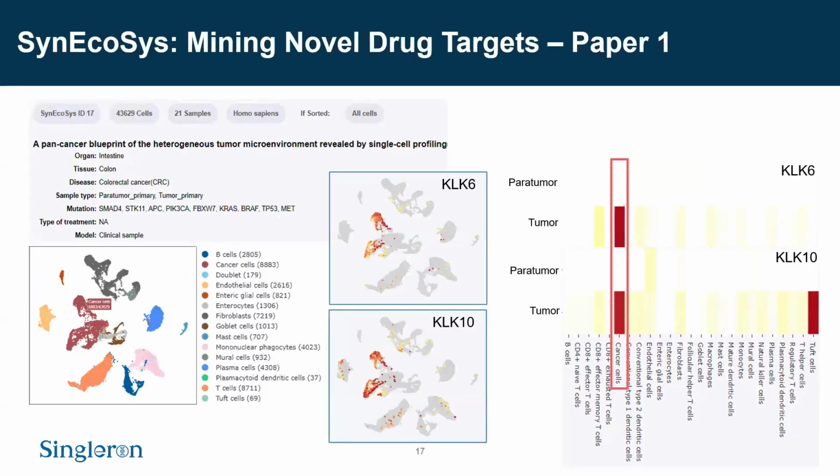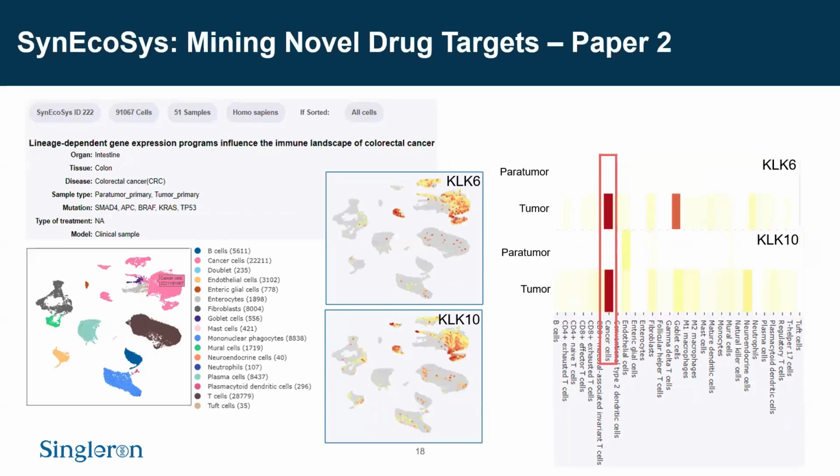This is the SynEcoSys analysis results of dataset number 1. It confirms tumor-specific expression of KLKL6 and KLKL10. Quite obvious. Same for dataset number 2. So it seems KLKL gene family might be an interesting drug target in the context of colorectal cancer.